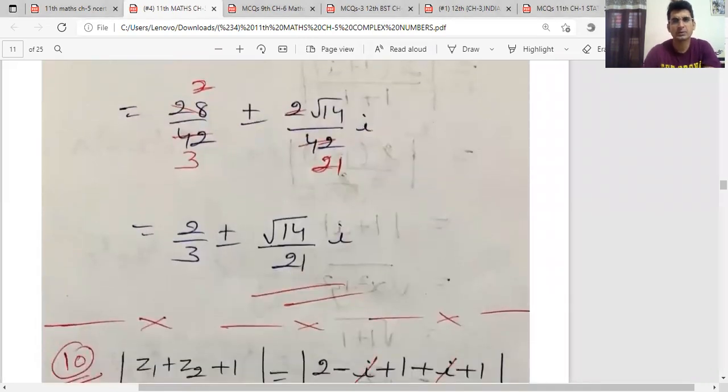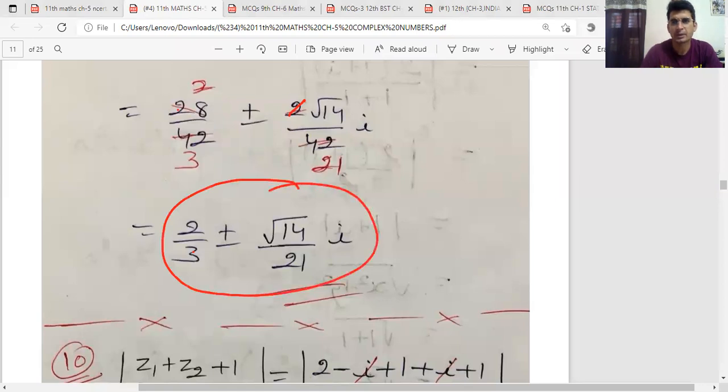The final answer of this question will be: 14 2s are 28, 14 3s are 42, that is 2 by 3 plus minus 2 by 42, 2 ones are 2, that is root 14 by 21 iota. This is the final answer of this question. Okay.